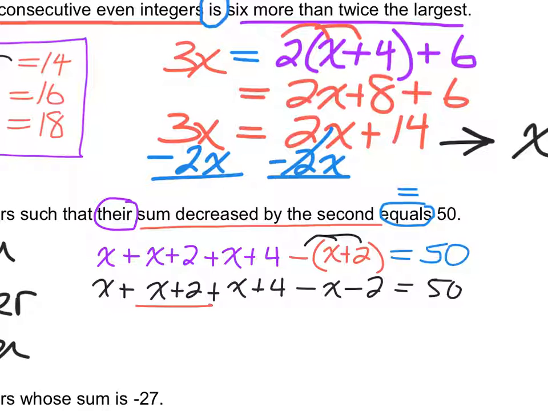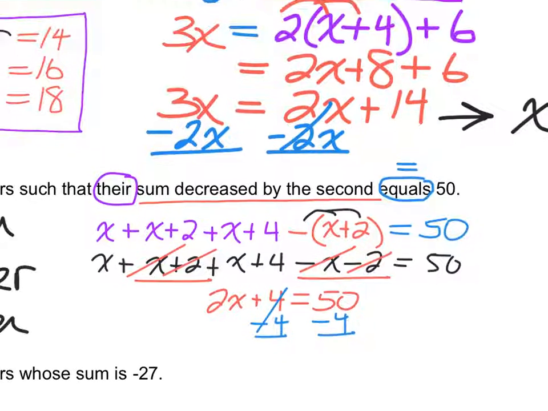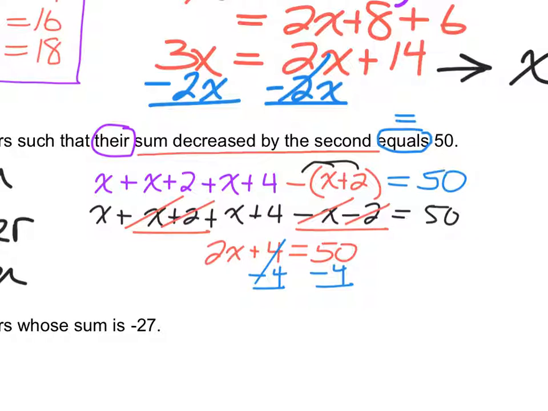We have these two here and these two here. They cancel out. It's a zero sum. All right, they add to equal 0. So x and negative x cancel. 2 and negative 2 cancel. And you have 2x plus 4 equals 50. Then you could do the subtraction, followed by the division. So we have 2x equal to 46. Divide out the 2. And you get 23.